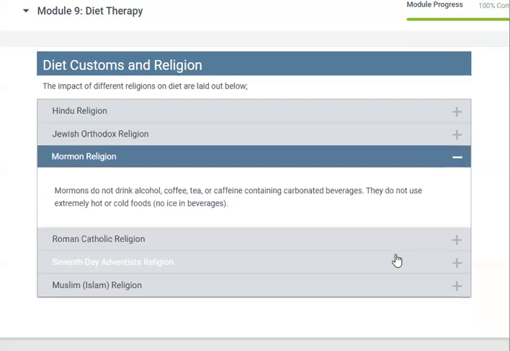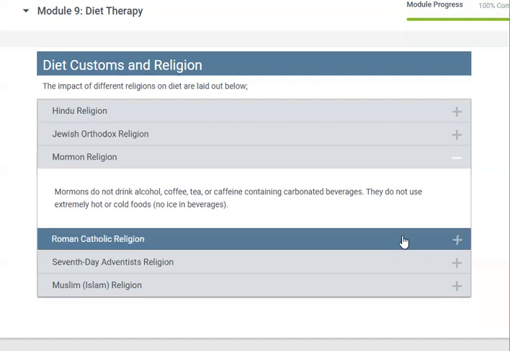Mormon religion. Mormons do not drink alcohol, coffee, tea, or caffeine-containing carbonated beverages. They do not use extremely hot or cold foods, no ice in beverages.